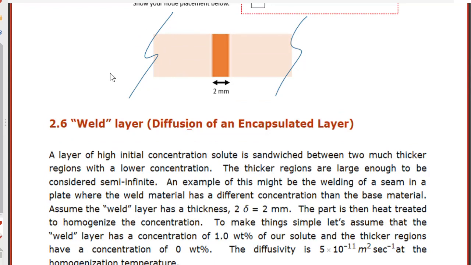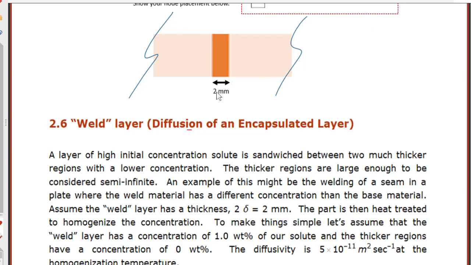This is the picture of what we're given. We have this weld layer 2 millimeters thick, sandwiched between two semi-infinite plates. We don't have dimensions on those. Those are thick enough that we don't have to worry about the concentration as it starts to diffuse into these regions ever reaching the other side of the plate.